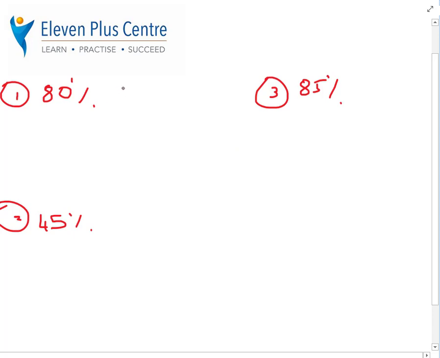Okay, so you've had a go. 80% means 80 out of 100. Again, the hint, they both end in 0. That means I can divide top and bottom by 10. That divided by 10 is 8. That divided by 10 is 10.